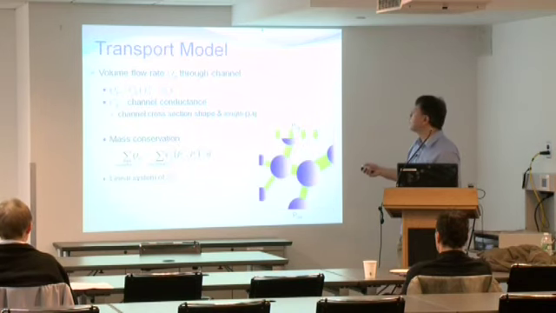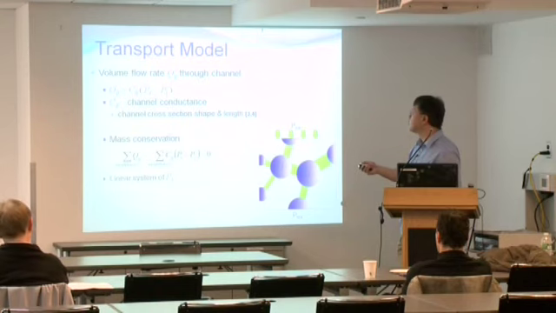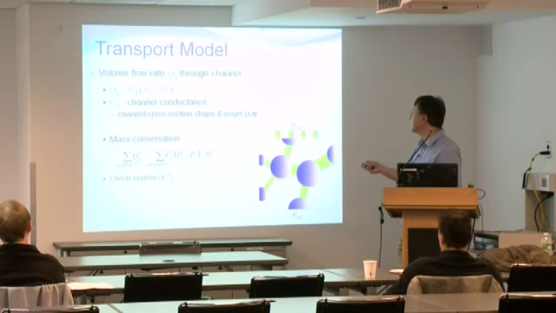And in the advection term, we have the volume flow rate, Qij, from pore i to pore j through a channel. So we use this simple equation: Qij is Cij multiplied by the pressure difference between the two pores. And Cij is the channel conductance, and this is estimated using the channel cross-section shape and channel length.